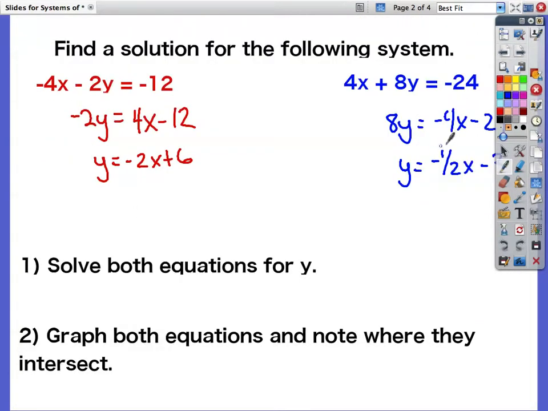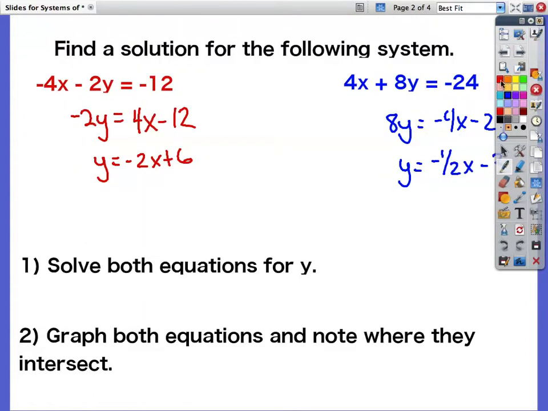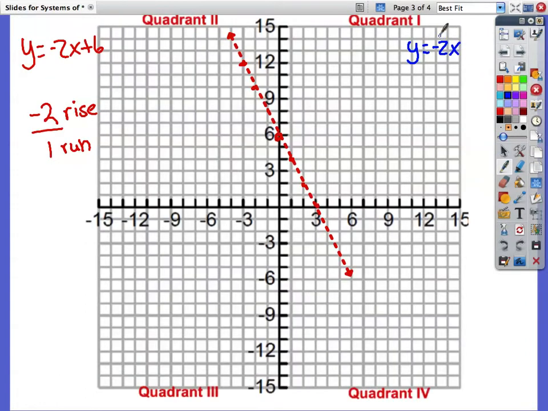So the next equation is y equals negative 2x minus 3. So y equals negative 2x. Oh, I'm sorry, I said that wrong. Y equals negative 1/2 x minus 3. So let me rewrite that.